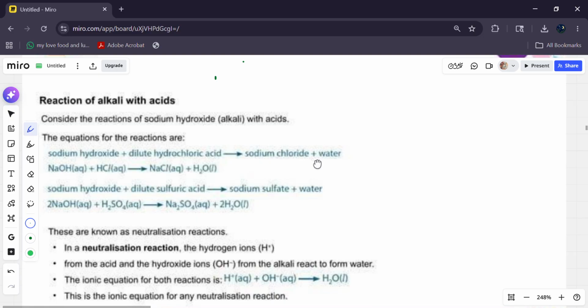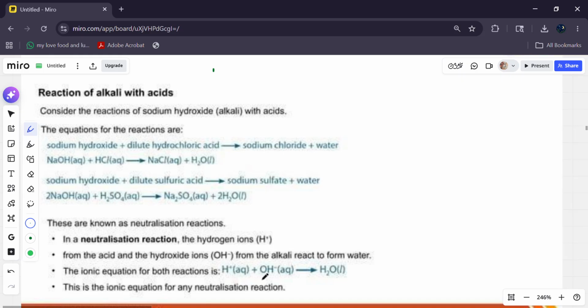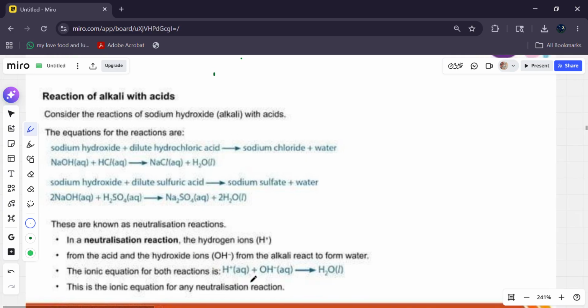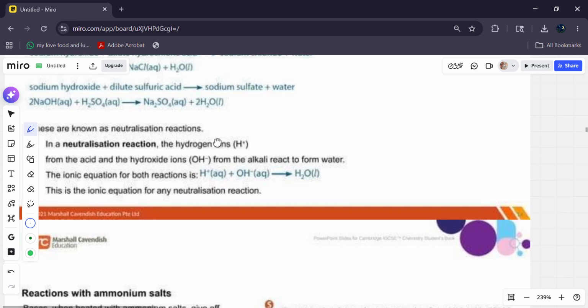In neutralization, the hydrogen ions from the acid and the hydroxide ions from the alkali react together to form water. H plus, the hydrogen ion, plus OH negative gives water, as the H and OH combine to form H2O. This is the ionic equation for any neutralization reaction.